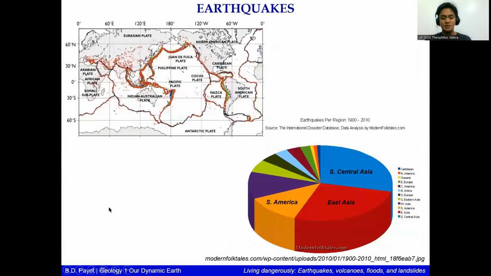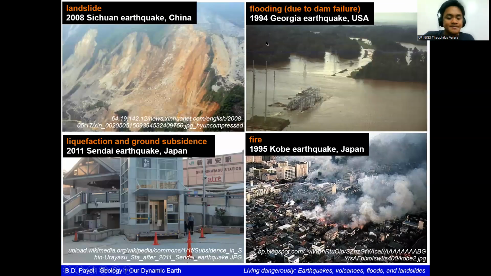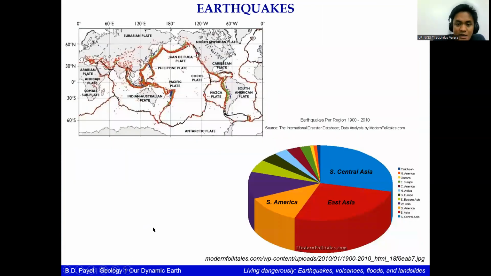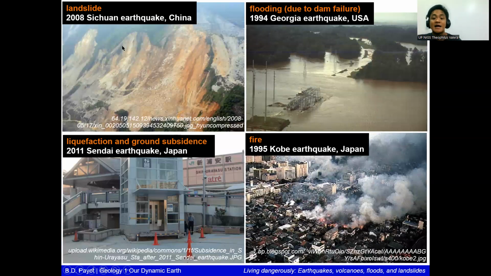So aside from coastal communities being prone or affected, maybe affected by tsunamis, we also have to worry about landslides. So if you're from Rizal, malayo na kayo sa coastline, so hindi na problem if ever yung tsunami. But other problem is landslides.